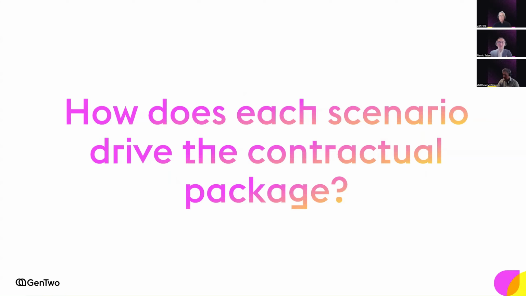How does each scenario drive the contractual package? That's a very important question, because each scenario has its own set of documents and requirements. In a primary investment, the core document would typically be a subscription agreement, together with an updated shareholders agreement and updated articles of association. Whereas in a secondary context, the core document would be a share purchase agreement between the seller and the buyer, and usually with an accession right to a shareholders agreement if that is existing.